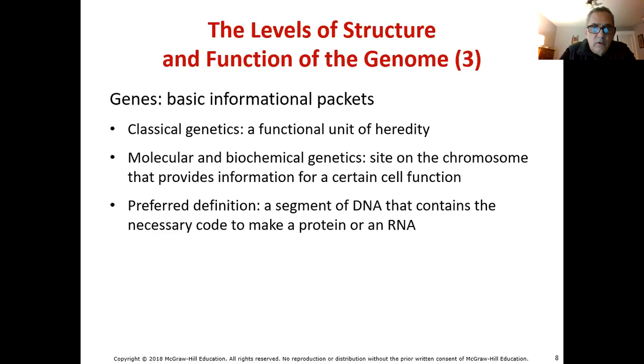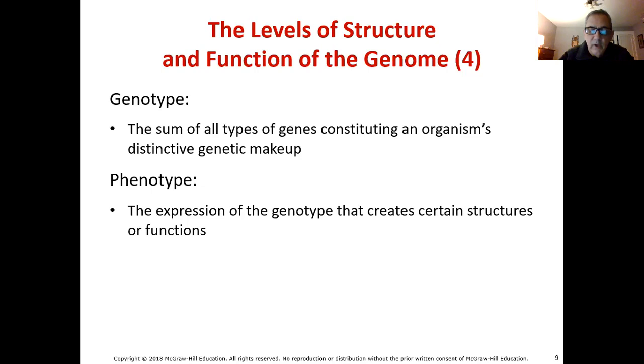Genes are the basic informational packets. So our genetic code is in the genes. In classical genetics, the gene is the functional unit of heredity. In molecular and biochemical genetics, it is the site on the chromosome that provides the information for a certain cell function. The preferred definition: a segment of DNA that contains the necessary code to make a protein or an RNA. So the DNA also has the genes to make RNA molecules. The genotype of any organism is all the genes they have, whether they're expressed or not. The phenotype is what genes of the genotype are actually expressed and create certain structures and or functions.